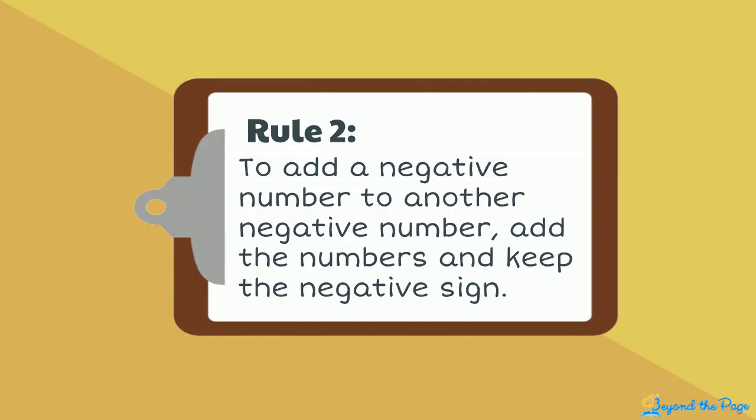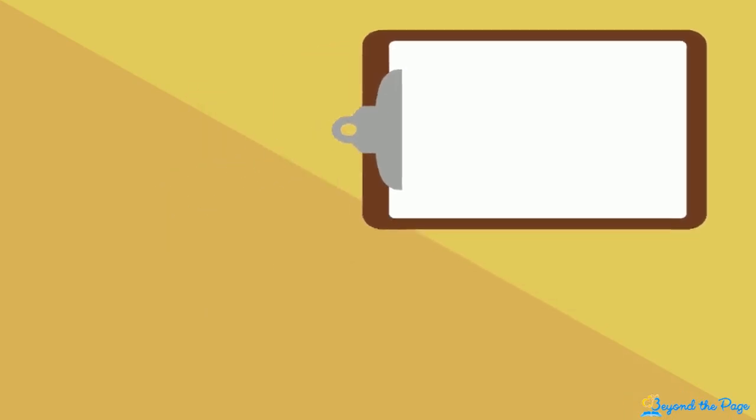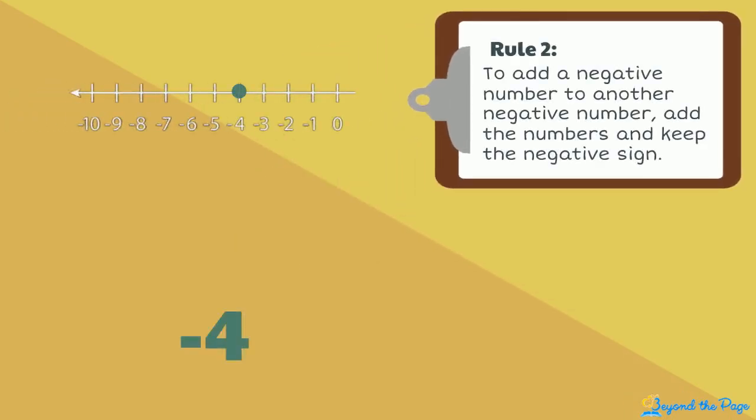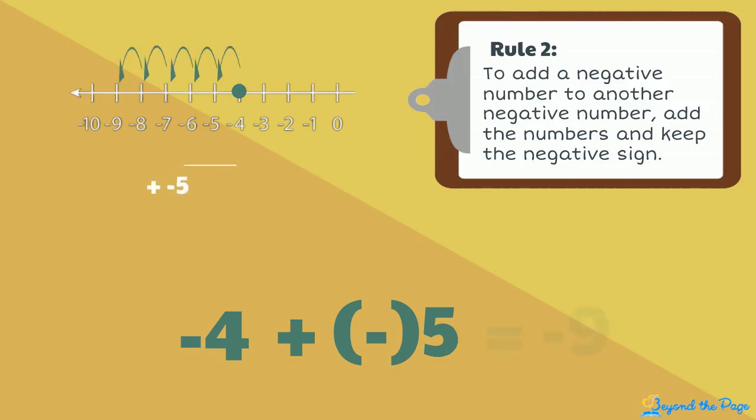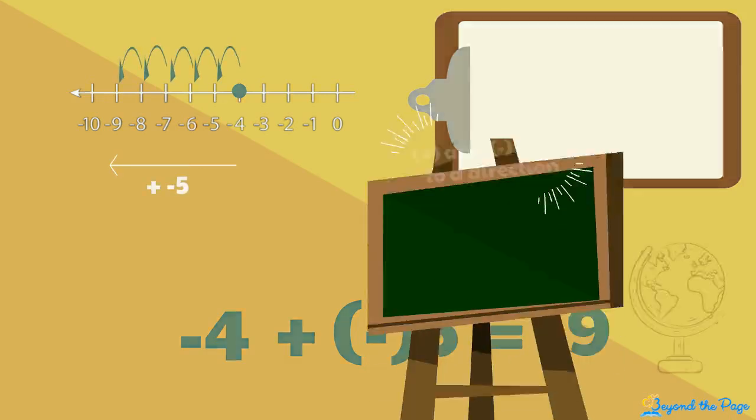Rule number 2 states, to add a negative number to another negative number, add the numbers and keep the negative sign. If a number is negative and another negative number is added, the answer increases or adds farther along the negative side of the number line.